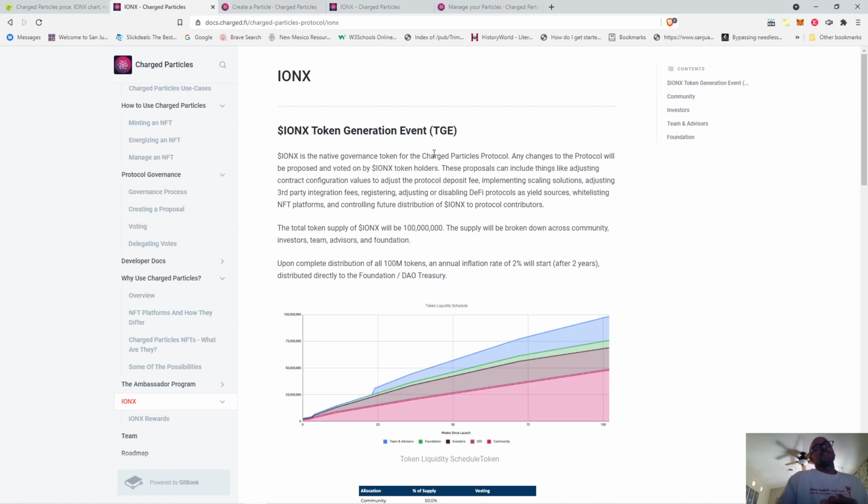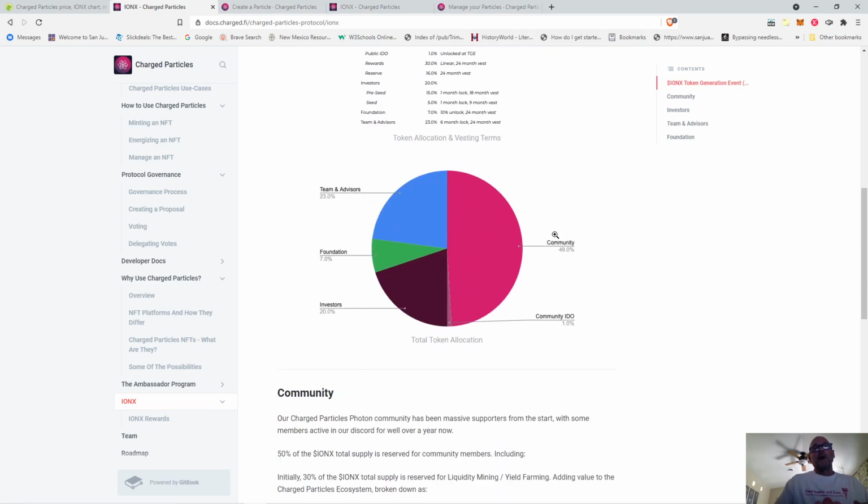The token generation is kind of important because you want to know how the tokens are going to be distributed, and that affects its value over time, right? We know from what it says, a total token supply of 100 million will be generated, and the supply will be broken down by this pie chart. Half to the community, 1% went to the IDO, so 1 million tokens that way, and the rest of them are to the community and team, foundation, and investors.